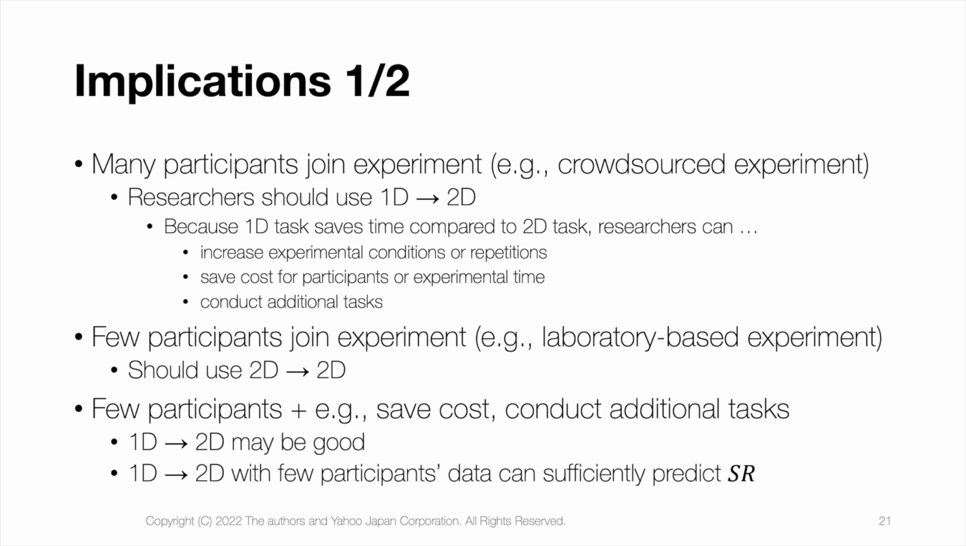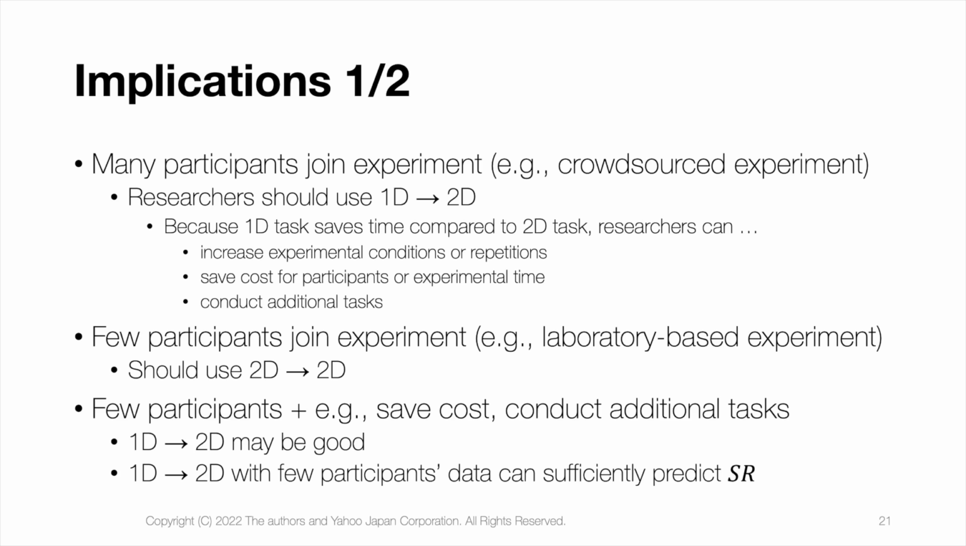On the basis of the experimental results, we recommend what this slide says. If many participants join an experiment, for example, a crowdsourced experiment, researchers should conduct the 1D task for the success rates for the 2D targets. Because the 1D task saves time compared to the 2D task, the researchers can increase experimental conditions or repetitions. They can save costs for participants or experimental time, or they can conduct additional tasks.